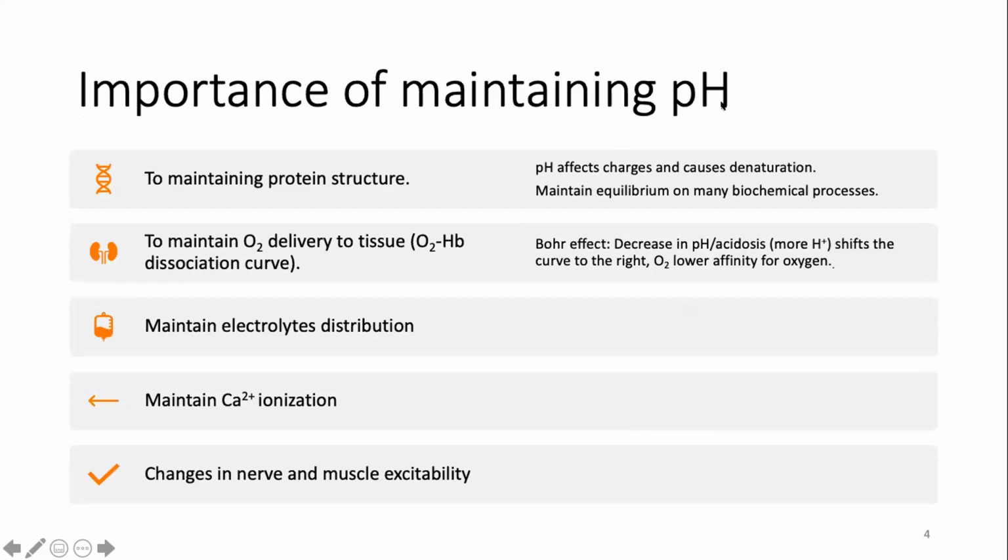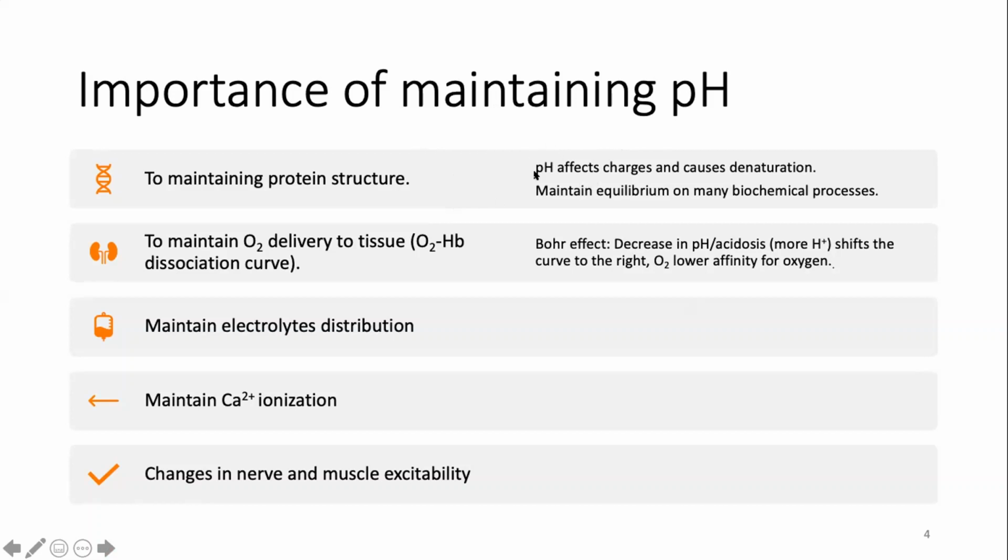Okay, why do we need to maintain this narrow pH range? Most importantly, the presence of the H plus itself can affect the protein structure. If you remember the protein structure, we have the primary, secondary, tertiary, and quaternary. For the secondary, tertiary and quaternary structure, the amino acids and polypeptides fold onto each other and form the covalent and hydrogen bonds, which really depend on the charges of the amino acids, and these charges can be affected by the H plus, therefore the pH.